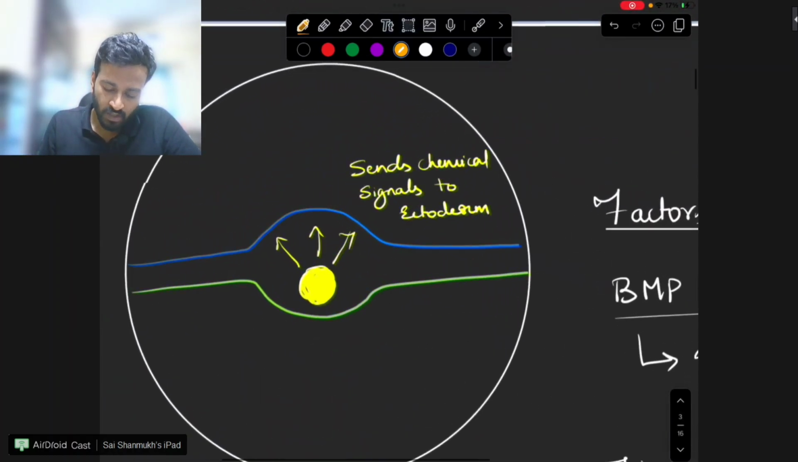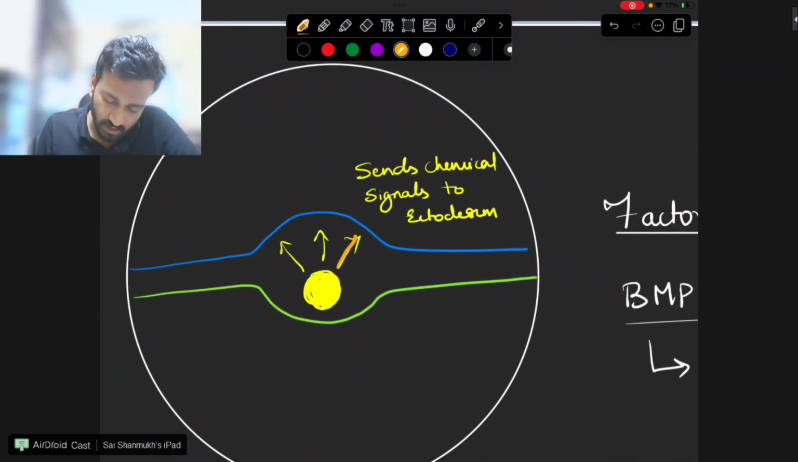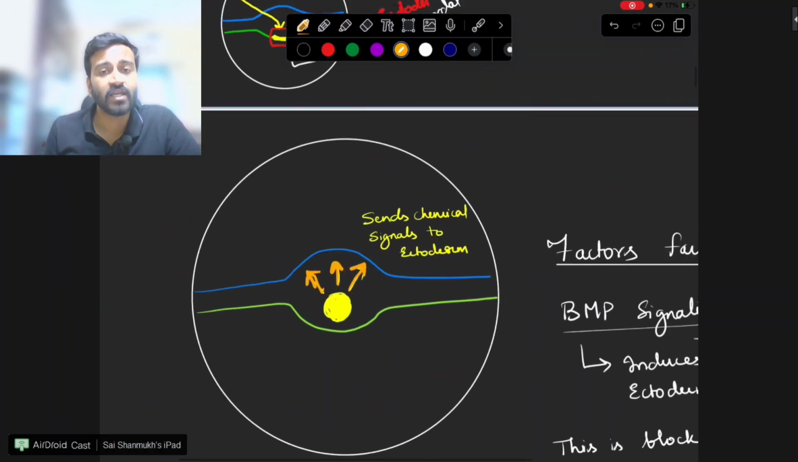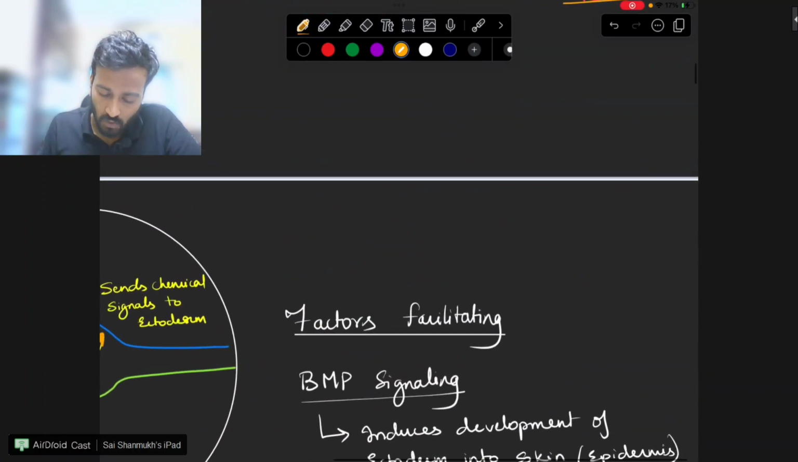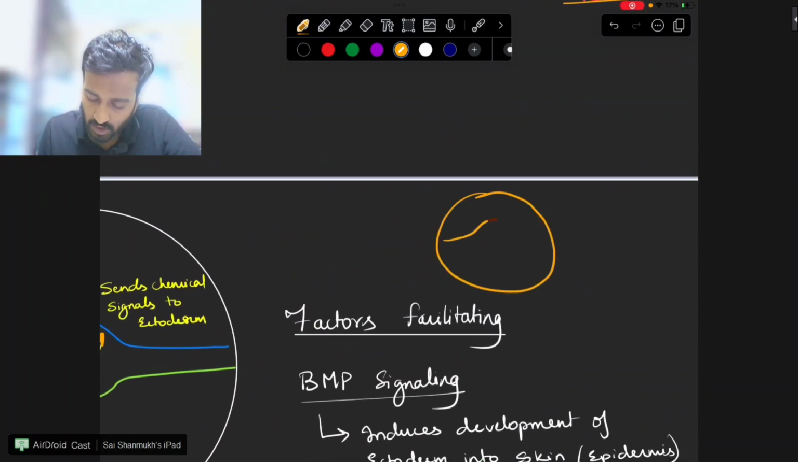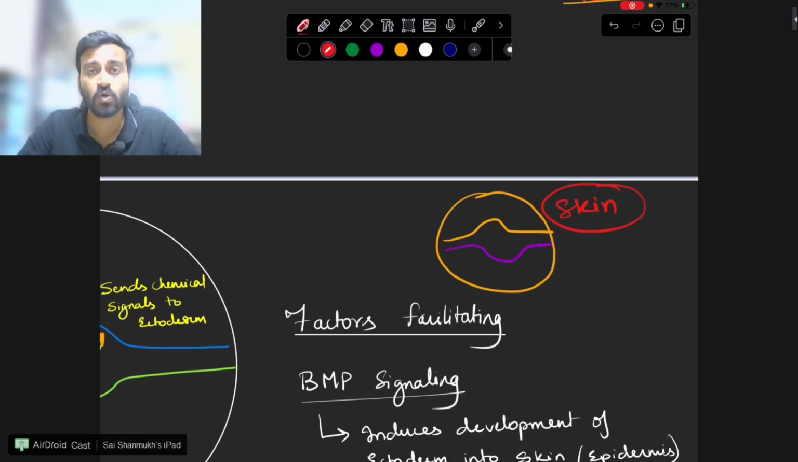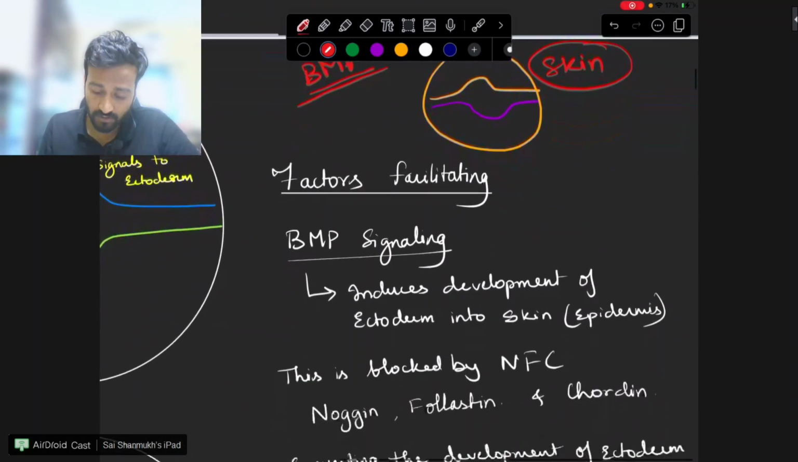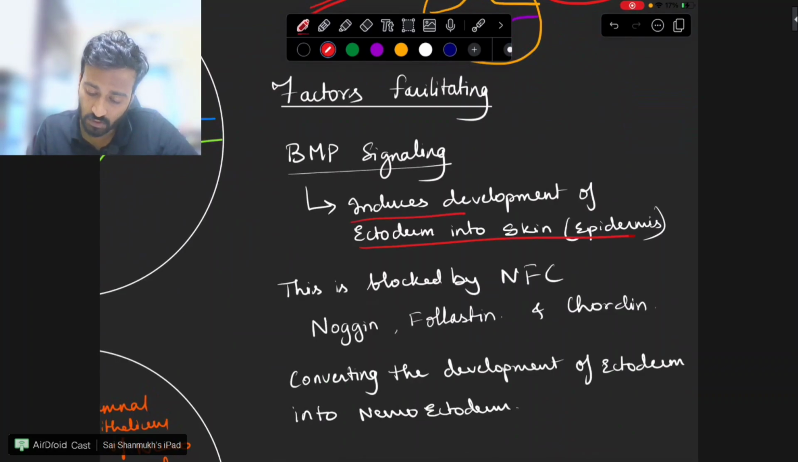As we see here, this notochord will send signals towards the ectoderm. There is a very important point here. What happens when this is the embryo, and this is the ectoderm and this is the endoderm? Usually, without some signals, the ectoderm is invariably designed to develop into skin. This happens with the help of BMP, called bone morphogenic protein. So bone morphogenic protein induces development of ectoderm into skin.